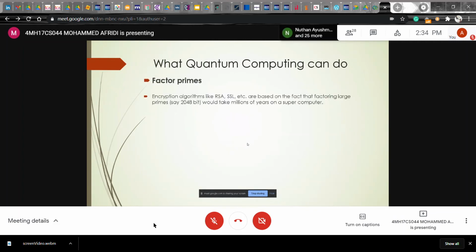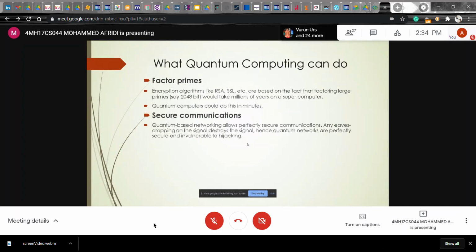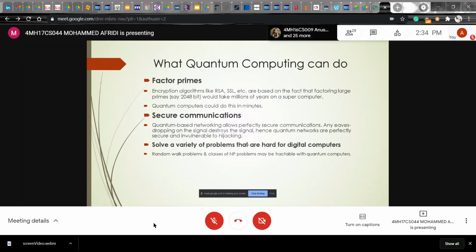What can quantum computers do? Quantum computers can break encryption algorithms like RSA, SSL, etc., which are based on factoring large prime numbers. Say, a 2048-bit number would take millions of years to solve by a supercomputer, but this problem can be solved using a quantum computer within 200 seconds. It can establish a secure communication which allows perfect communication, and no hacker or eavesdropper can hack your communication.